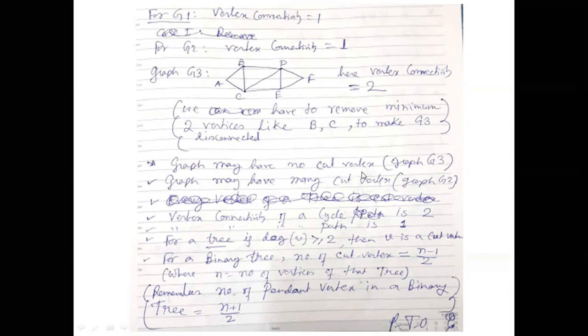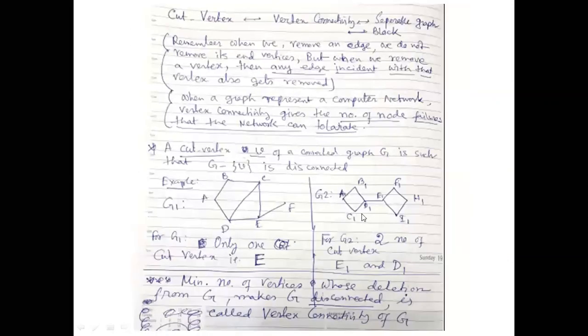A graph may have no cut vertex, like the graph G3. Although the vertex connectivity of G3 is 2, there is no single vertex present which makes G3 disconnected. So G3 has no cut vertex. A graph may have many cut vertices, like the case G2.